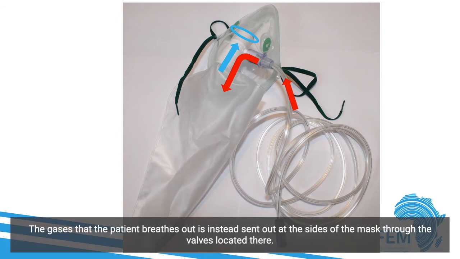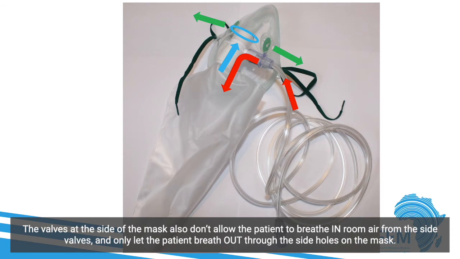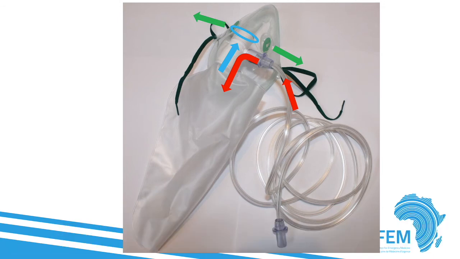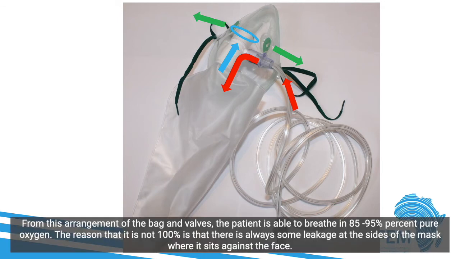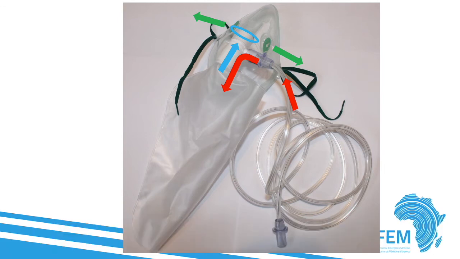The gases that the patient breathes out is instead sent out at the sides of the mask through the valves located there. The valves at the side of the masks also don't allow the patient to breathe in room air from the side valves, and only let the patient breathe out through the side holes on the mask. From this arrangement of the bag and valves, the patient is able to breathe in 85 to 95% pure oxygen. The reason that is not 100% oxygen is that there is always some leakage at the sides of the mask where it sits against the face.